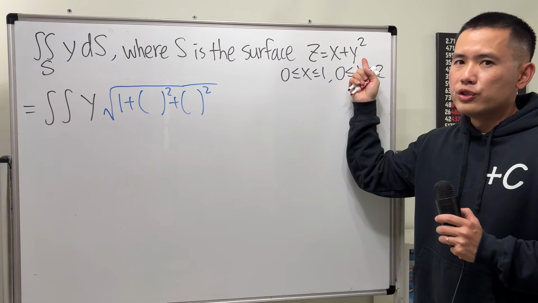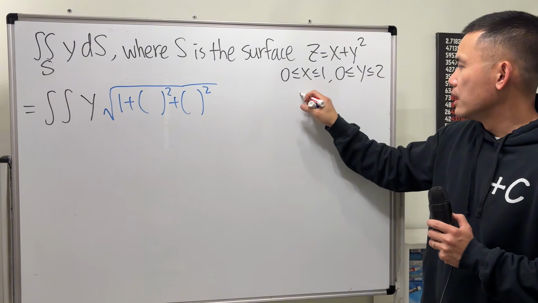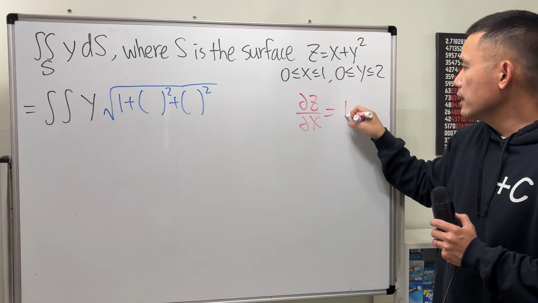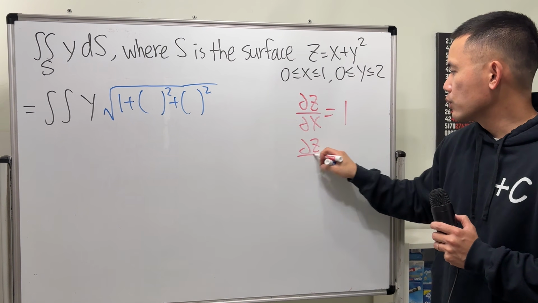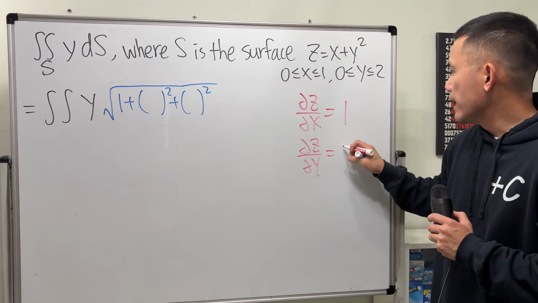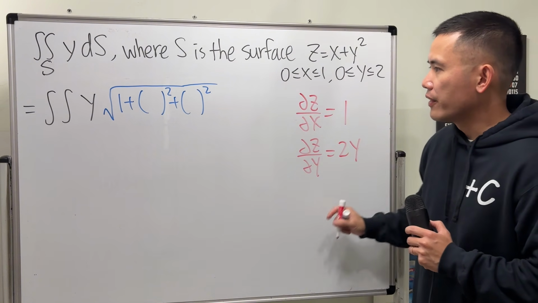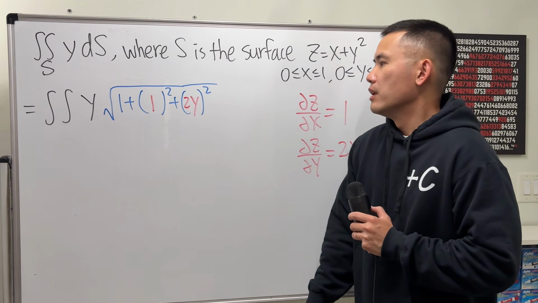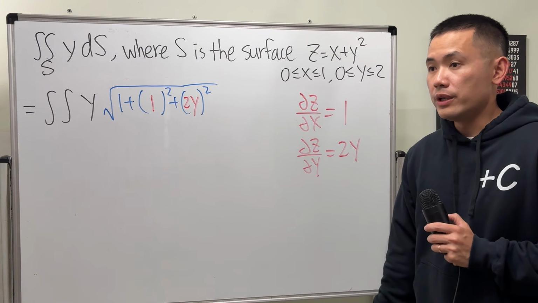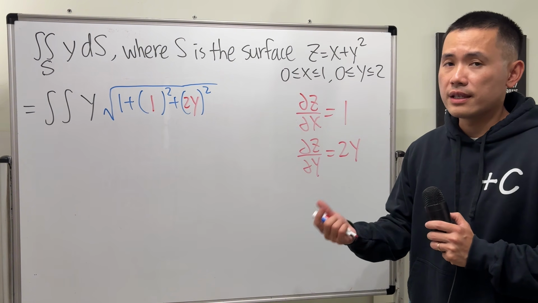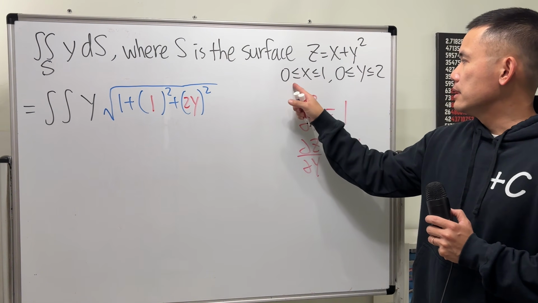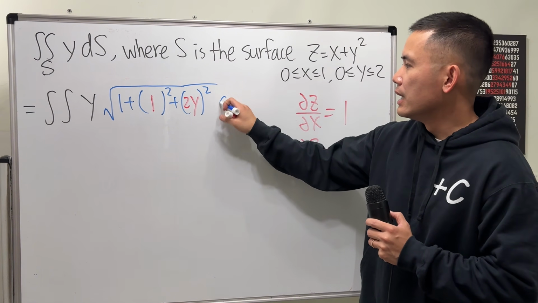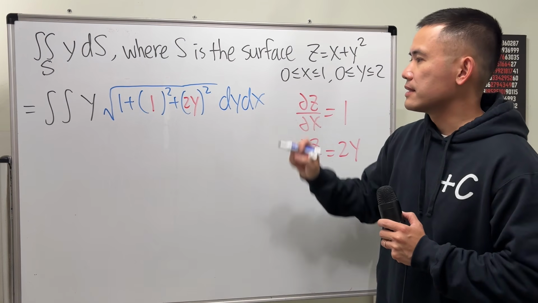Look at the z equation and do the partial derivative. Partial z with respect to x is equal to just 1. And then if you do it with respect to y, you get 2y. These are the things that we have to enter, and of course the order doesn't matter. Now, we will change this into the usual integration with the dy dx or dx dy. Since the bounds are just numbers, it doesn't really matter. I'm just going to do dy dx.